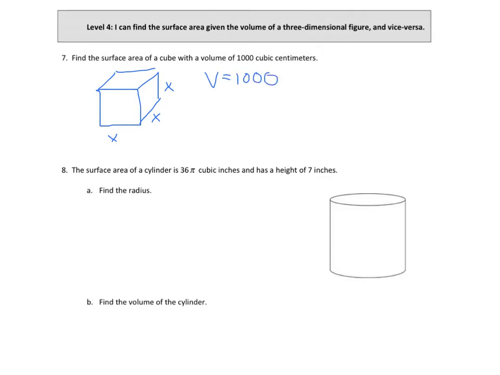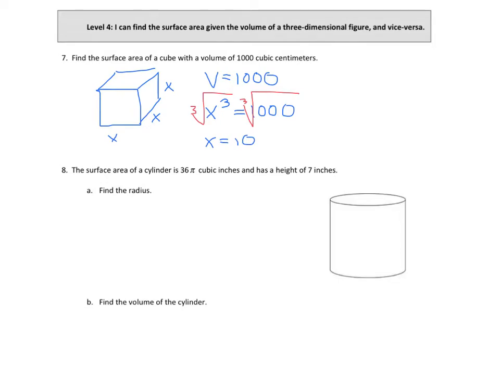The volume of a rectangular prism is length times width times height. In this case, since they're all the same, it's x times x times x, or x to the third power equals 1,000. And if I wanted to just find x, I can take the cube root of both sides. The cube root of 1,000 is 10. So my side length is 10.